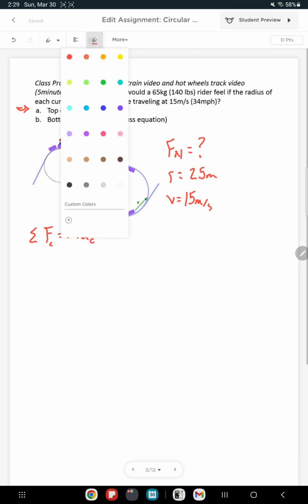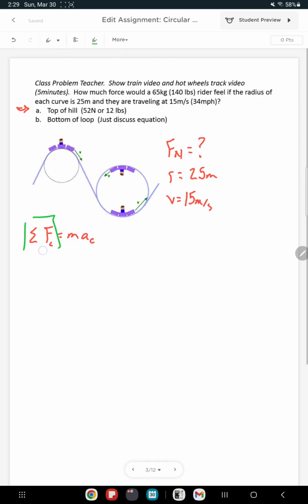Then like all force problems, we ask ourselves, what forces are causing us to accelerate? But this one specifically accelerates in a circle, so we're only talking about the forces that are causing us to go in a circular path. Here's the center of the circle. We definitely have gravitational force pushing us down. The track is pushing us up with a normal force. So there are our two forces.